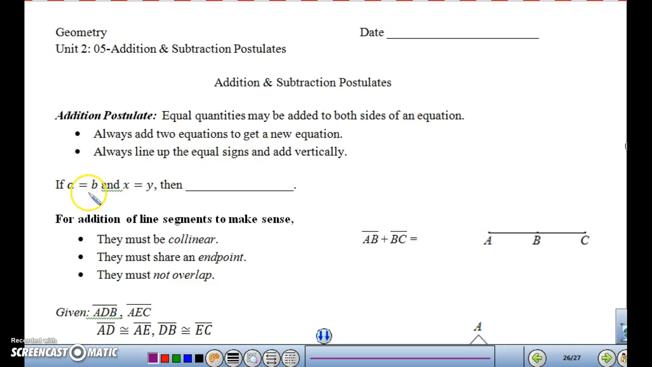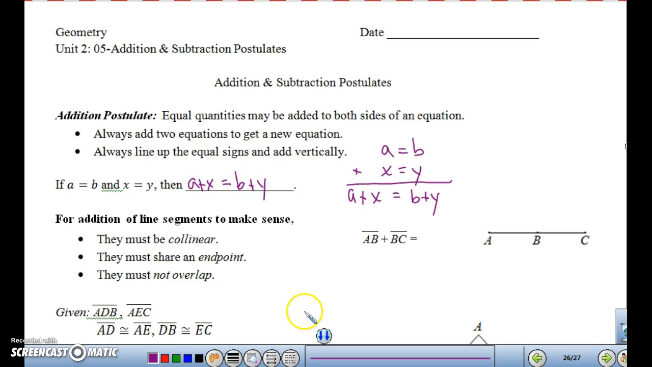So if we have a equals b and x equals y, and I set it up vertically, a equals b, x equals y, and I add them together, this side of the equation is a plus x, and then we have the equal sign, and this side of the equation is b plus y. So when you add one side of the equation, add the other side of the equation. So a plus x is equal to b plus y.